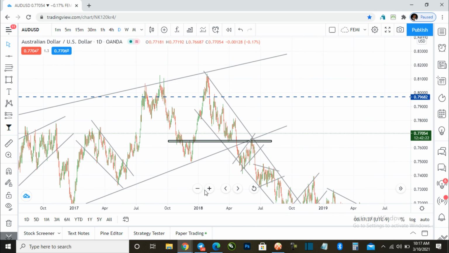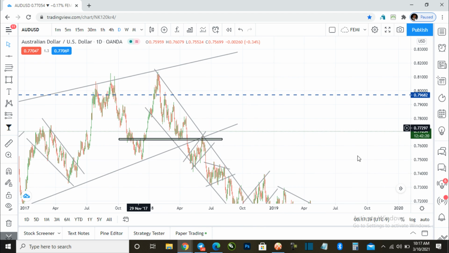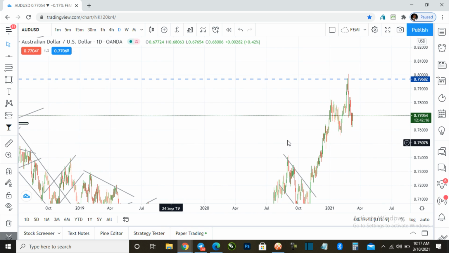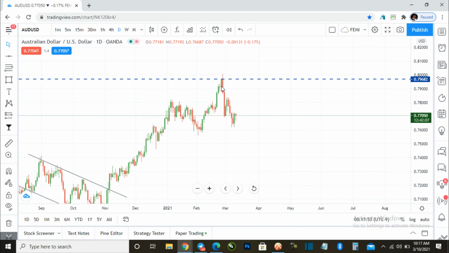So that's what made the market drop so low from that area of 0.7968, I think.